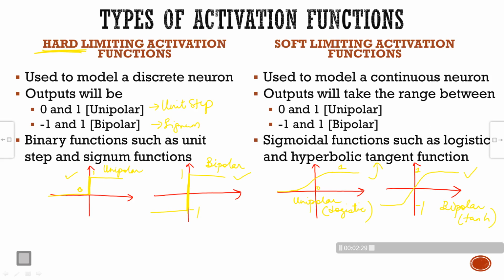Whereas here there is no sharp decision boundary. It is a very smooth curve and therefore it is called a soft limiting activation function. Here also there is a very smooth curve and there is no sharp cutoff as such. It is not a threshold function. Is that clear? So now we move on to the next part, that is how it is shown in terms of a model.